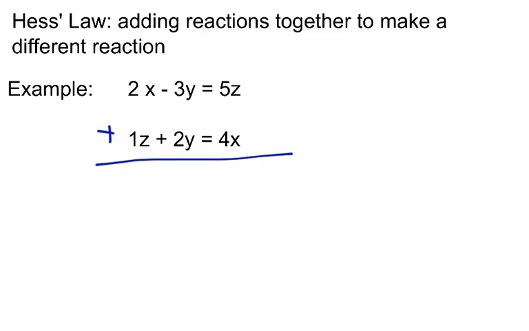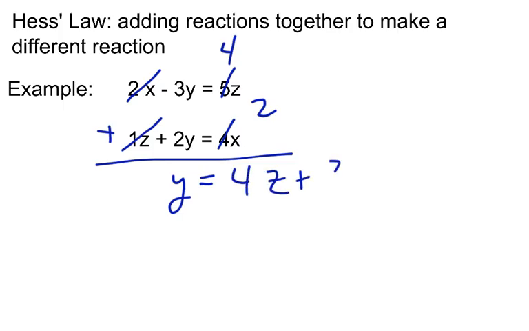know that if they're on opposite sides of the equal sign, they can cancel each other out or just subtract from each other. So here we have 1z and we have 5z on the other side, so that means we have 4 left over. We have 2x on one side of the equal sign and 4x on the other side, so that means we have 2 left over. And then the minus 3y and the 2y are going to combine together to make y equals 4z plus 2x.